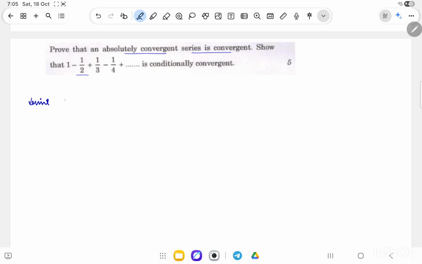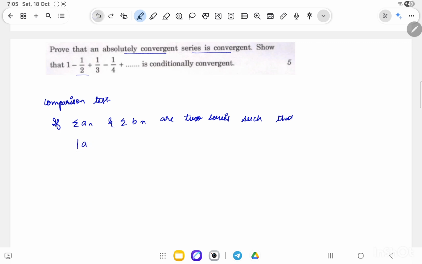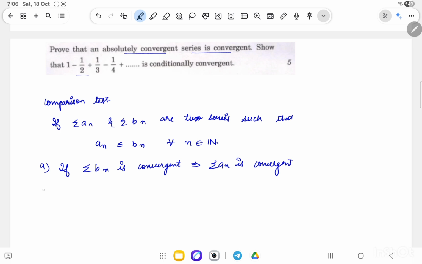So the comparison test says that if summation an and summation bn are two series such that an is less than or equal to bn for all n belonging to natural numbers, then if summation bn is convergent, it implies summation an is convergent, and the second part is, if summation an is divergent, that implies that summation bn is also divergent.